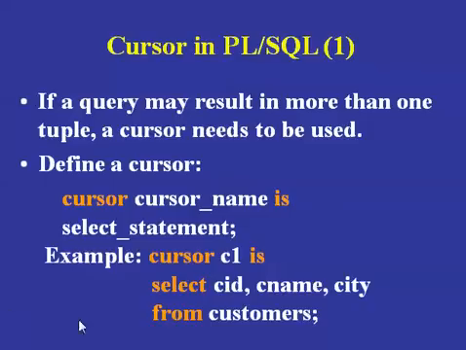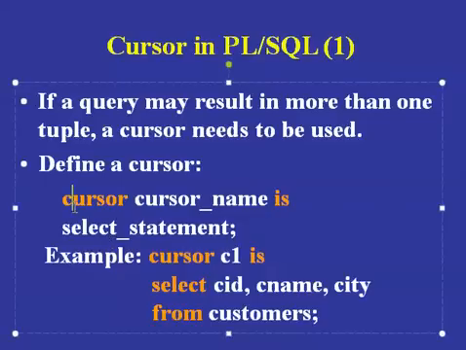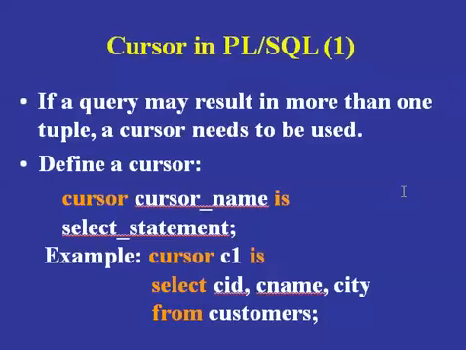So in this case, this is the idea. We define that, and maybe we can define it like in this example. We have a cursor which is going to be C1, and in this case it comes from this table. So for example, from customers, I'm getting the CID, the CNAME, and the city. That means getting multiple rows.